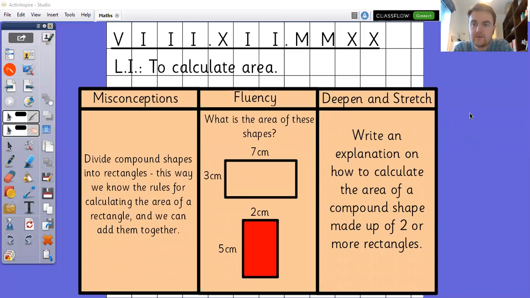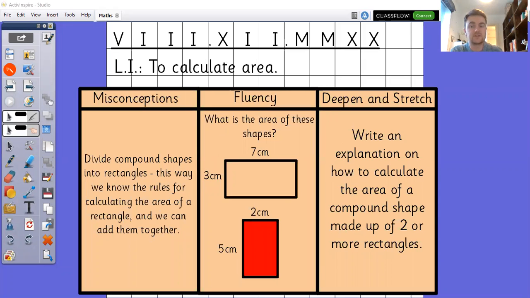And to start you off, if you pause and you can have a look at maybe both the fluency and the deepen and stretch, but have a go at working those out. Just remember with the misconceptions, compound shapes are made up of two or more rectangles. So for us to calculate the area of them, we can split them into those rectangles to help us. I've given you for the fluency two rectangles for you to calculate the area of, just so that we can remind ourselves of that.